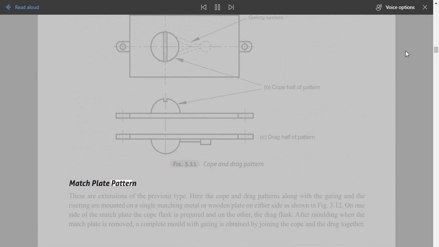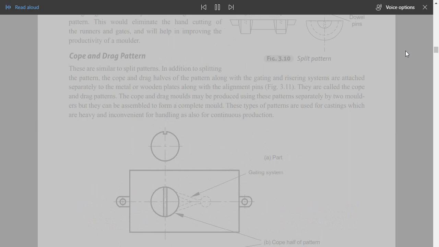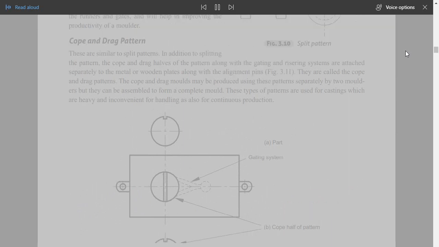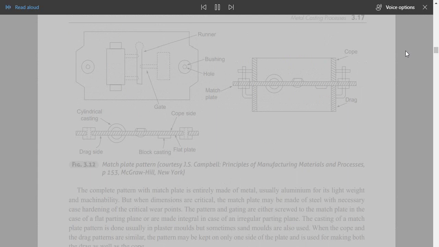Match plate pattern. These are extensions of the previous type. Here the cope and drag patterns along with the gating and the risering are mounted on a single matching metal or wooden plate on either side as shown in Fig. 3.12. On one side of the match plate the cope flask is prepared and on the other, the drag flask. After molding when the match plate is removed, a complete mold with gating is obtained by joining the cope and the drag together. Dowel pins. Fig. 3.10 Split pattern. Metal casting processes 3.17.